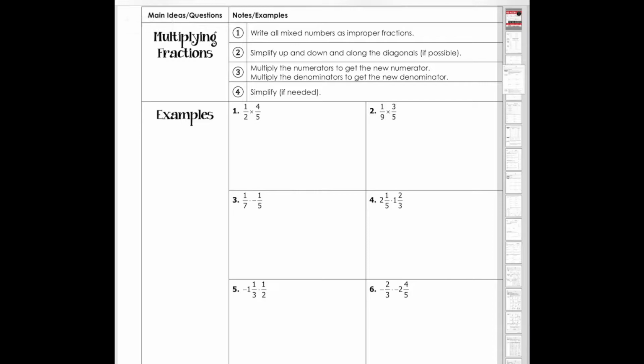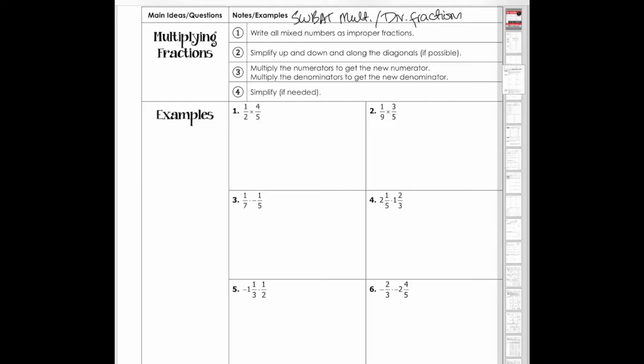So your SWOBOT for the day, if you're keeping up with SWOBOTs in your spiral notebook: today students will be able to multiply and divide fractions.